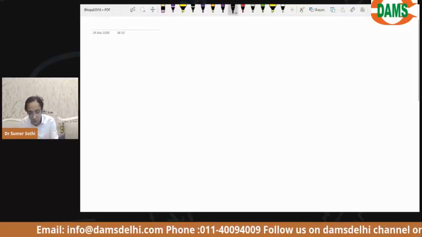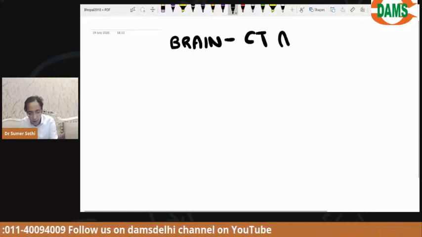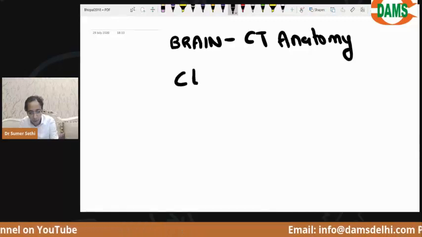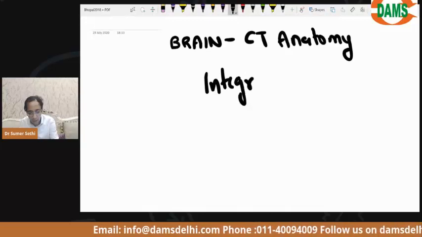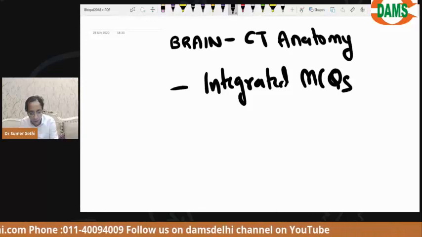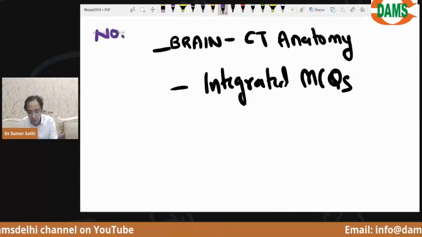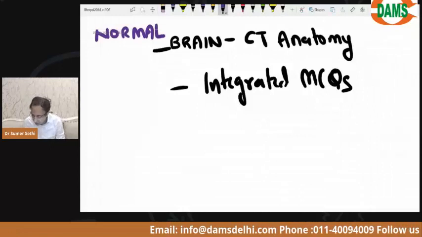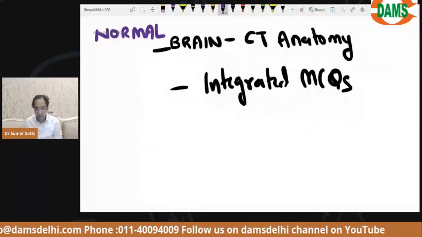So far, what I have shown you is only brain CT anatomy, along with integrated MCQs based on this wherever we could make them. But the key is, so far my goal always has been to show you normal structures, because I have seen many children have no idea about the anatomy and they keep struggling.